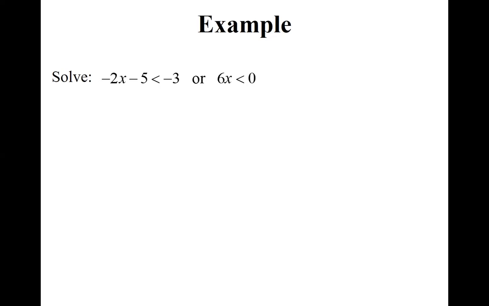Negative 2x minus 5 is less than, sorry, is less than negative 3, or 6 times x is less than 0. So solve them both. The first one, add 5 to both sides. Negative 2x is less than 2. Divide both sides by negative 2, which changes the direction of the sign. x is greater than negative 1. The other one, divide both sides by 6. We get x is less than 0.